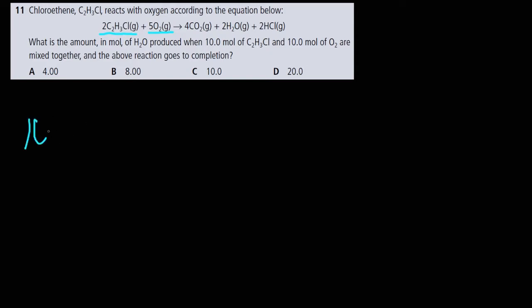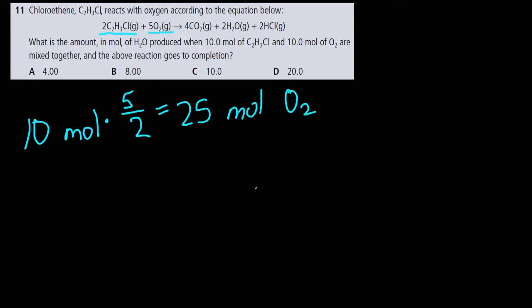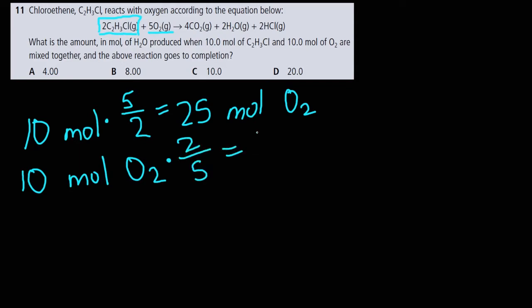So if we have 10 moles of chloroethene, then based on these molar ratios, because 2 moles of C2H3Cl will react with 5 moles of oxygen, that ratio will mean that we need 25 moles of oxygen for this reaction to go to completion. So we don't have 25 moles of oxygen, so instead we would base our stoichiometry on how much of this reactant reacts. So now we have 10 moles of oxygen instead. These would react in a 2 to 5 ratio, and we would get 4 moles of chloroethene.